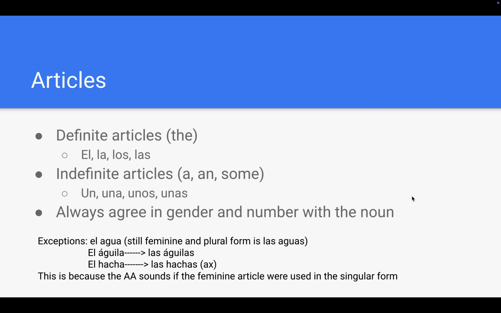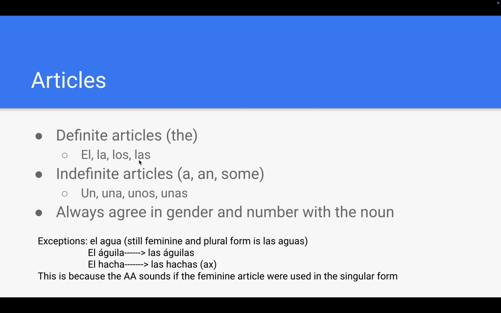Okay, let's talk about the articles. So we've already kind of talked about the el and the la. Those are definite articles. A definite article, just like in English, it means the. So in English, we also have definite and indefinite articles. We have the, and then we have a, or some. So the definite articles, el, la, los, and las. So we have a masculine version, we have a feminine version, and then we have a plural version of each of those. So we have the masculine plural and the feminine plural.